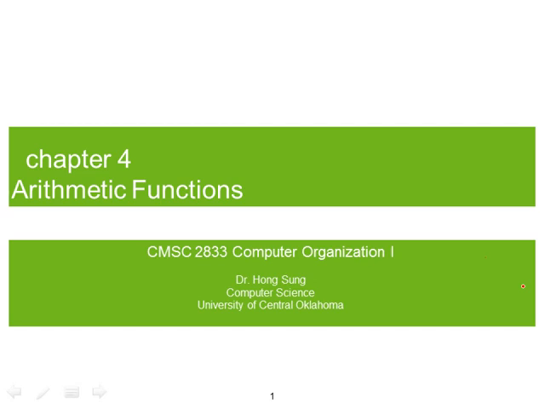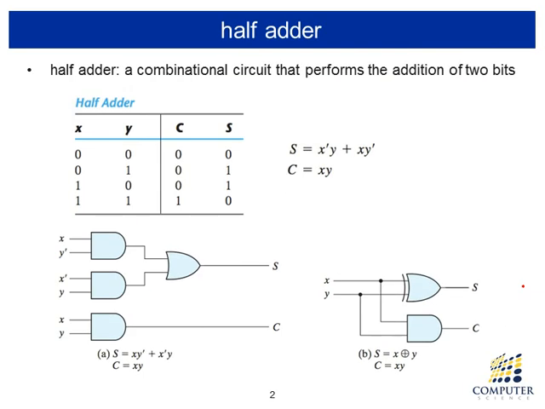Chapter 4 discusses arithmetic functions and its implementations. First is half-adder. Half-adder is to add two numbers, but each number has only one single bit. So we have one number x, one single bit, another number y, a single bit. Then it produces two outputs. One is a sum of the two numbers, and then carry is there.